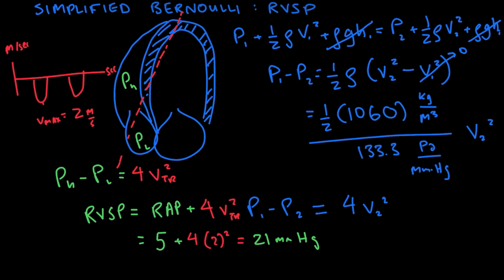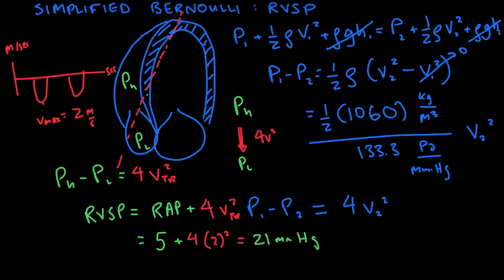And just because this is such an important point that bears repeating, I'm just going to draw over here again. You've got your high pressure, and blood shoots down through the leaky tricuspid valve at a particular velocity, and it goes down to the low pressure. And the Bernoulli equation says that if you know the velocity, you can do 4v squared, and that will be the difference between the high and the low pressure. Okay, so it's all related.